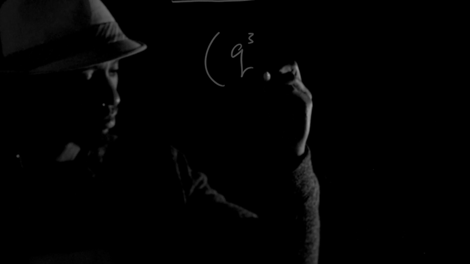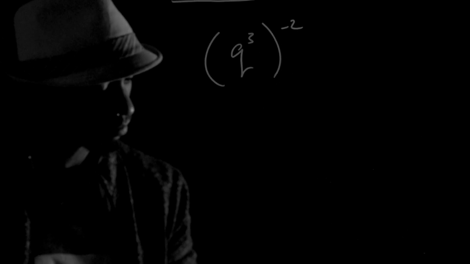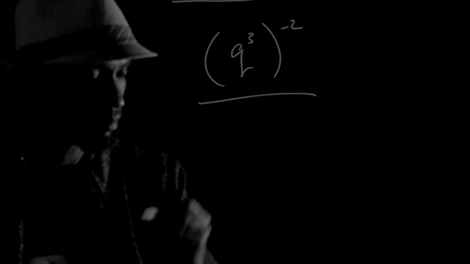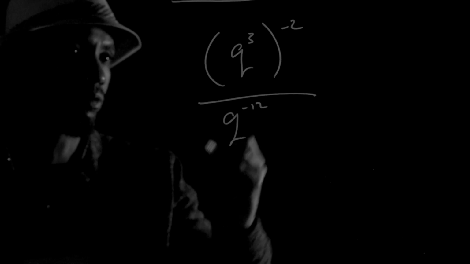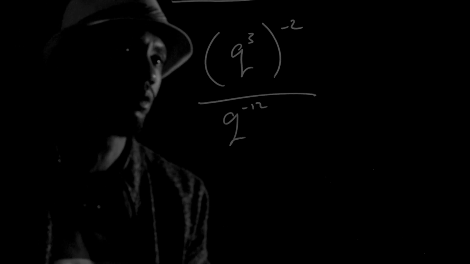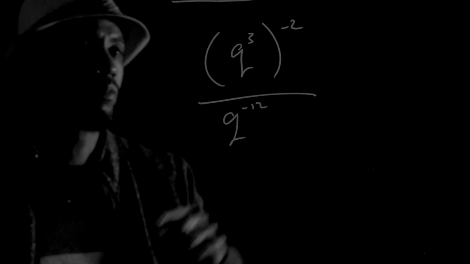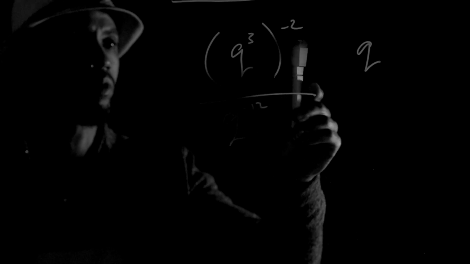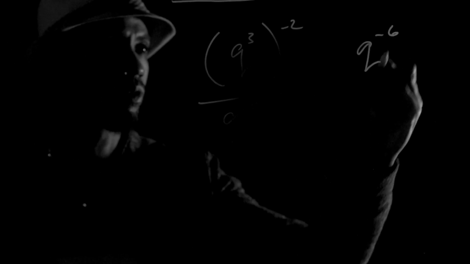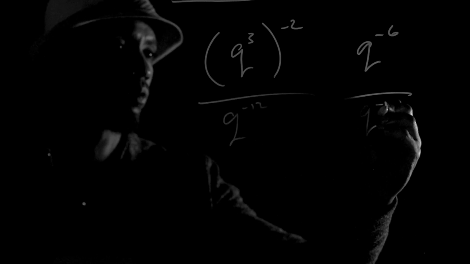q raised to the 3rd, raised to the negative 2, divided by q to the negative 12. That looks like fun, kind of. Okay, power rule. It says to multiply 3 times negative 2 is negative 6 over q to the negative 12.